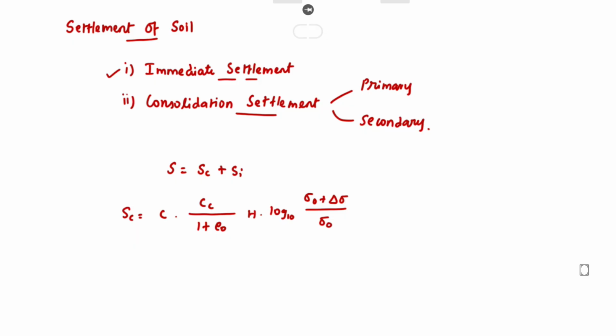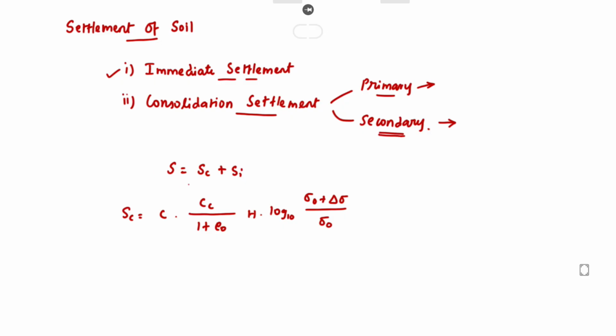The consolidation settlement is also broadly classified into two types, that is primary consolidation settlement and secondary consolidation settlement. After the immediate settlement, the soil will undergo structural rearrangement, which will settle over a period of 1 year or 6 months. So that is called primary consolidation settlement. Another one is secondary consolidation settlement. The water molecules will be excluded from the soil, after that the vacuum will be created, then the structural rearrangement will take place. So the secondary consolidation settlement will take place.